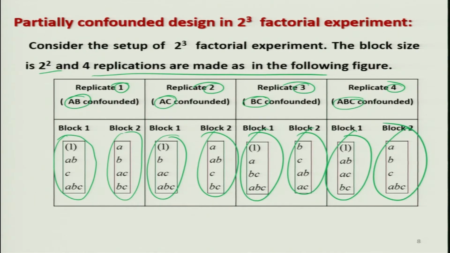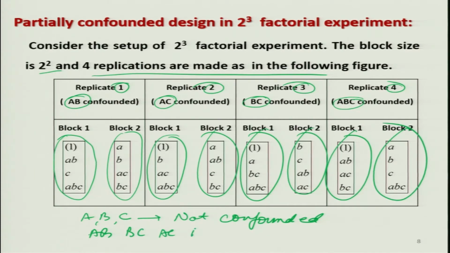Before I go further, can we have this small discussion here? You can see you have effects A, B and C, which are not confounded at all. Then we have effects AB, BC and AC, including their generalized interactions, which are getting confounded.